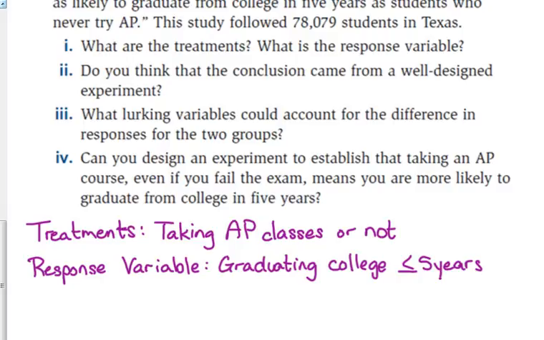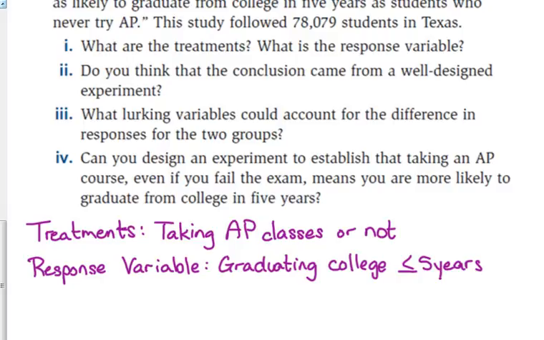Taking AP classes or not. Your response variable is whether you graduate college in 5 years or less. So, do you think that this came from a well-designed experiment? See a couple of heads saying no. What do you think we're missing? Do we have a sufficient number of subjects? Yes, we're good. We got plenty of numbers.